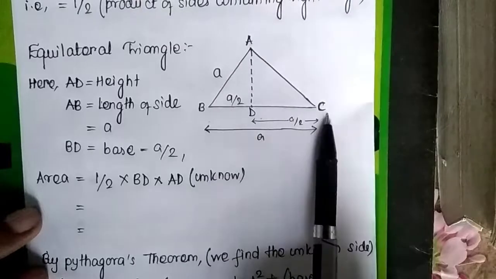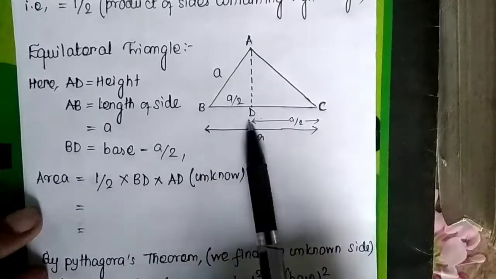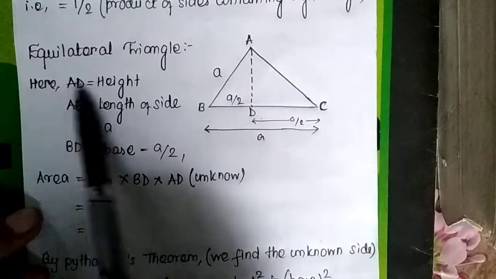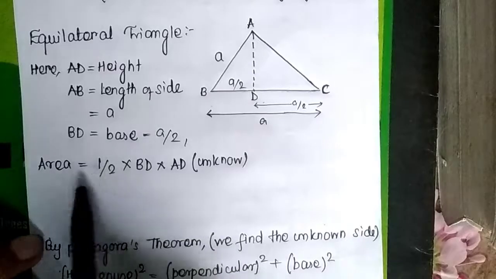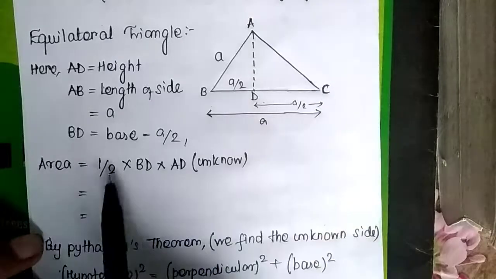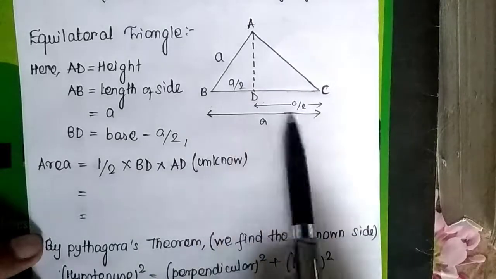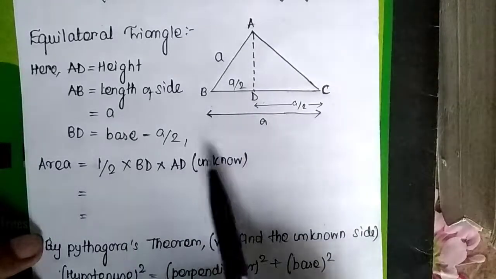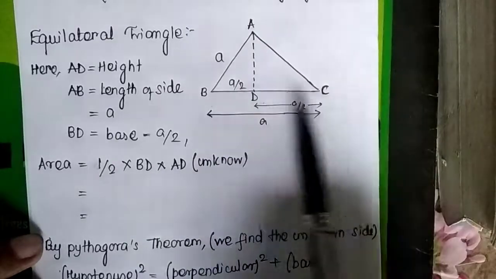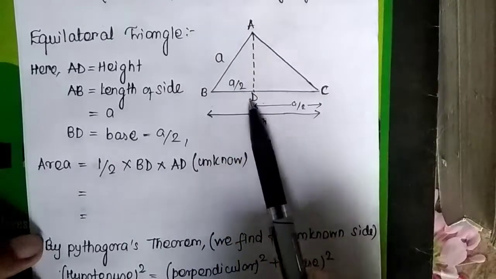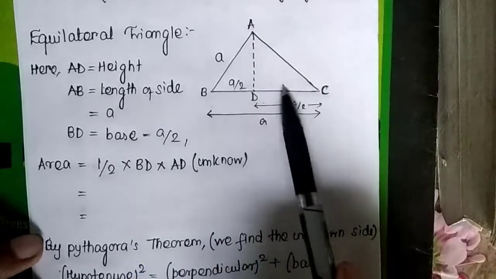Sorry, here BC is the total base and BD is the half base, which is required in order to find the area of the equilateral triangle. So in this case, as we all know, the area of a triangle is equal to half into base into height. Here the base is BD, and the perpendicular drawn from A to the base line BC, that is AD, is the height. So here AD is unknown.